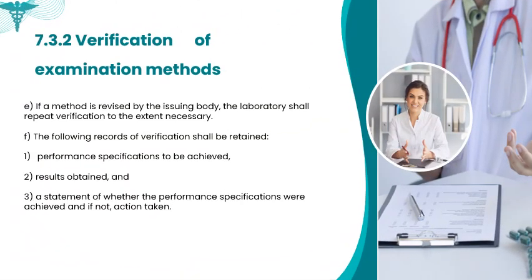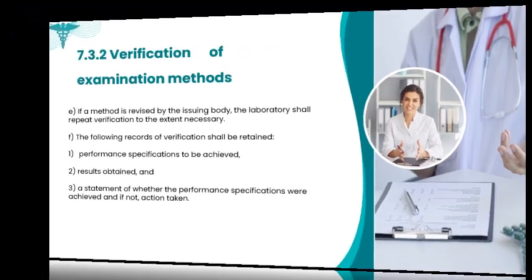If a method is revised by the issuing body, the laboratory shall repeat the verification process to the extent necessary to ensure continued compliance and reliability. The laboratory shall retain comprehensive records of the verification process, including the performance specifications that were to be achieved, the results obtained during verification, and a formal statement indicating whether the performance specifications were met, and, if not, the corrective actions taken.